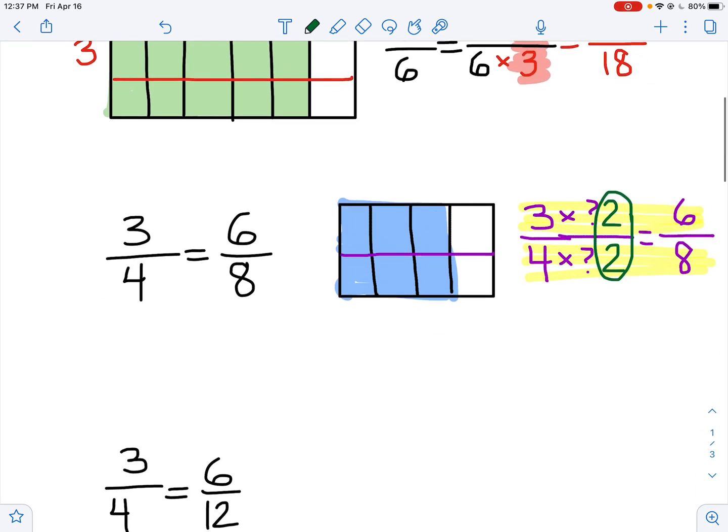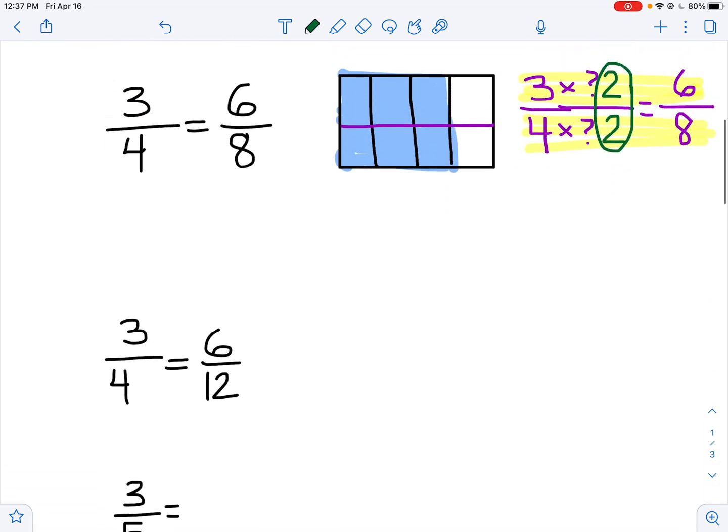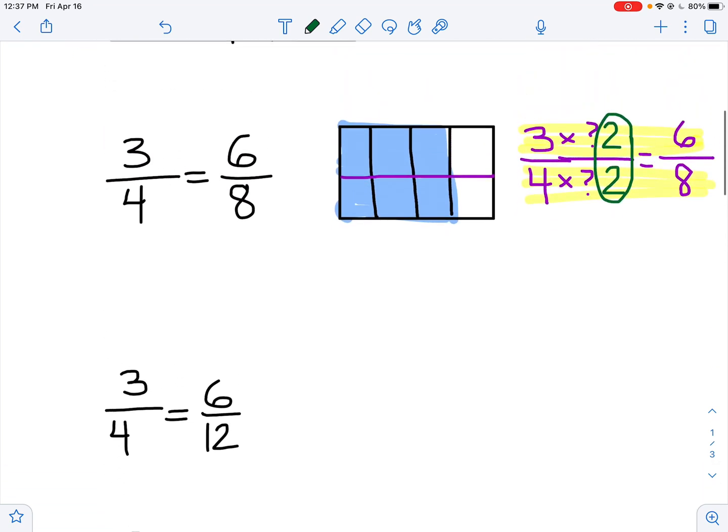Well, what happens if I have a different equivalent fraction, or what we think is? Well, let's take a look. Let's model it.